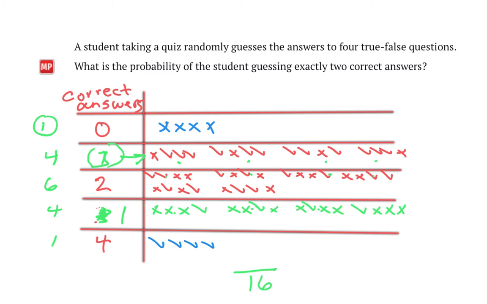And the question was, what's the probability that this student guesses exactly 2 correct answers? Well, how many ways were there to get 2 right? There were 6 ways to get 2 right. So 6 out of 16, also known as 3 out of 8, is my answer, or about a 37.5% chance that you're going to guess right on exactly 2 questions on a true-false quiz with 4 questions.